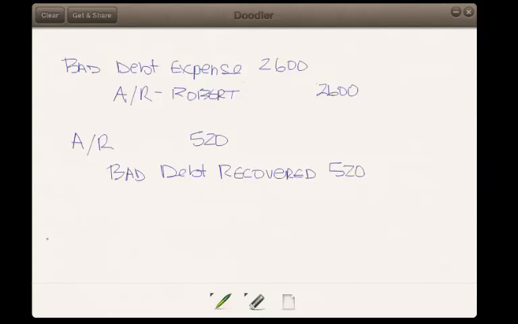We still have to record the receipt of cash. Remember, this is a two-step process. So we debit cash for $520 and credit accounts receivable for $520. So again, this transaction happened in 2013, and then the debt was recovered in 2014. So we use bad debt recovered.